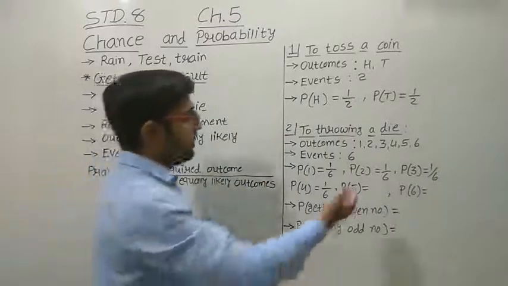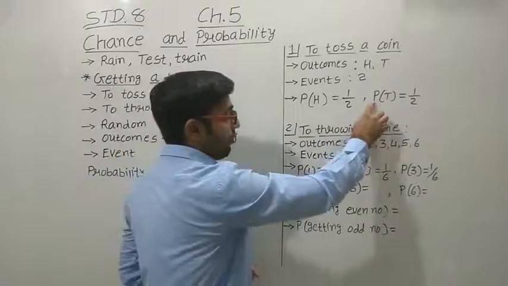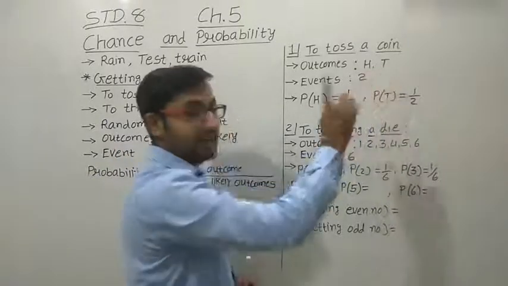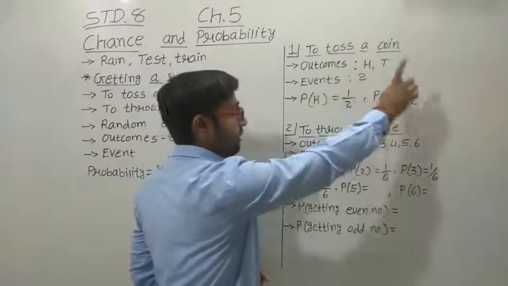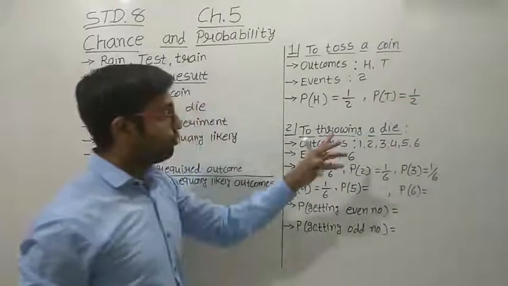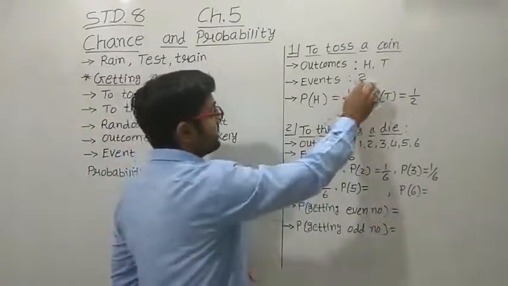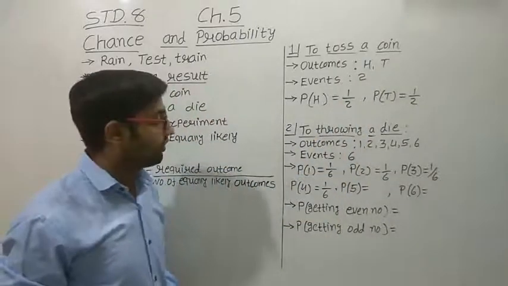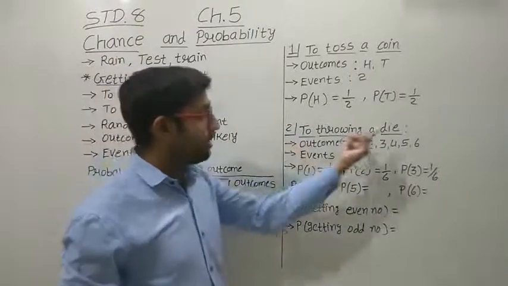In the same way, the second event is getting the tail. Probability of getting tail is also equal to how many times the tail occurs here? One time. So 1 upon 2, where 2 is the number of equally likely outcomes. Understand? Okay. Now let us understand one more example, throwing a die.